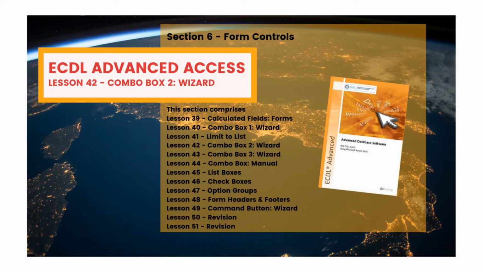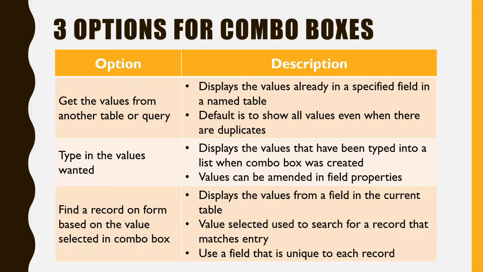ECDL Advanced Access Lesson 42, Combo Box Option 2. Now if you remember, in Lesson 40 we introduced combo boxes and we said there were three options. In Lesson 40 we dealt with Option 1, getting the values from another table or query, and in this lesson we're going to look at Option 2, type in the values wanted.